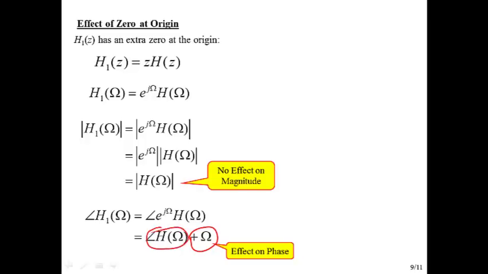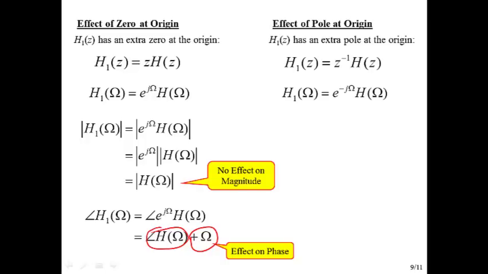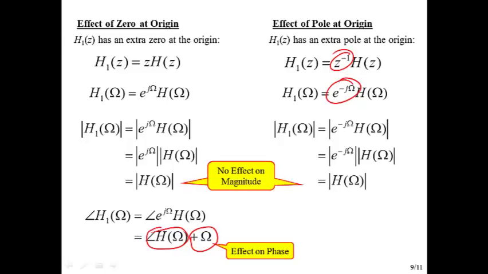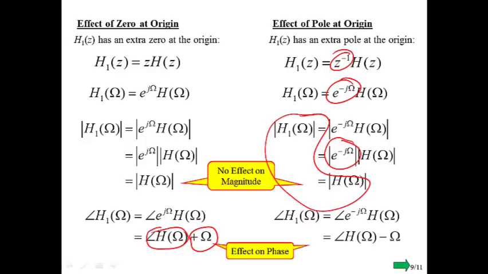So that's one thing that it does. The effect of a zero: no effect on the magnitude, but it does affect the phase. Same kind of thing with a pole at the zero. Now we're going to put a z inverse there to get the extra pole at the origin. Now we get an e to the minus j omega, but everything is the same. We get the magnitude of this, which is equal to 1, so we have the same behavior, except now we're subtracting omega rather than adding omega.